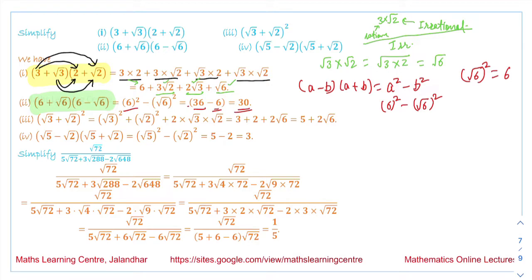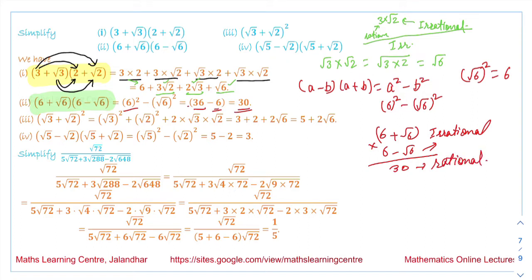It is interesting to note here that 6 plus root 6 is irrational. 6 minus square root 6 is irrational, but the product of these two numbers is 30, which is rational. But if we look from the perspective of real numbers, these are real numbers, and their product is also a real number.